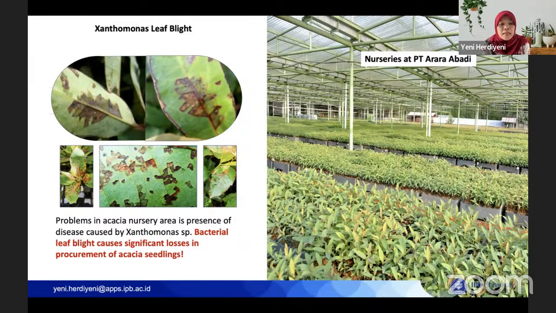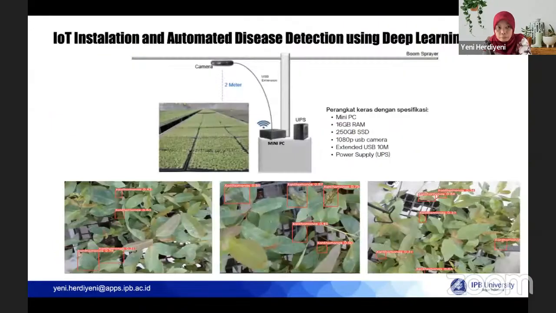So the problem in the acacia nursery area is the presence of disease caused by the Xanthomonas species. Xanthomonas is a bacterial leaf blight that causes significant losses in the procurement of acacia seedlings. So this is the area of our research, and these are the symptoms of the Xanthomonas leaf blight.